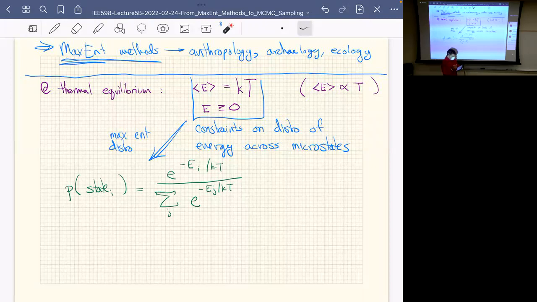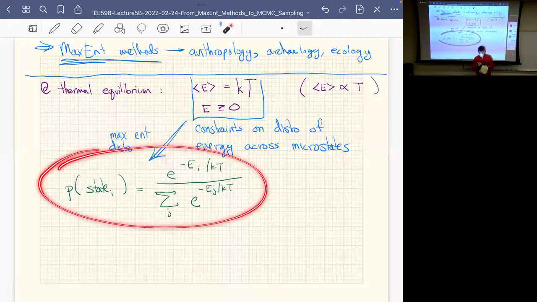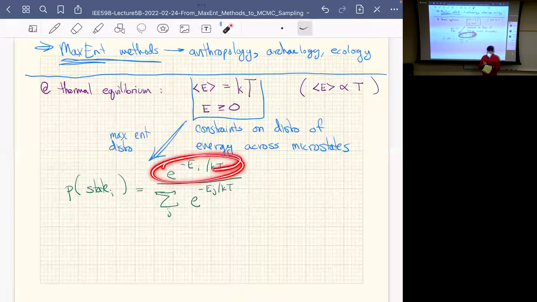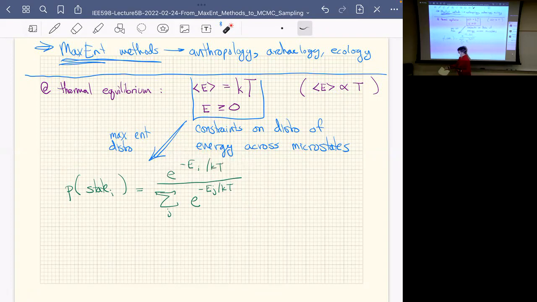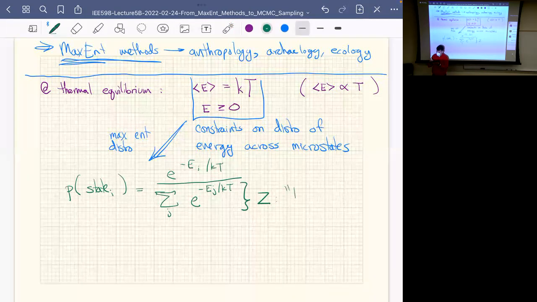And so this is telling me that given a microstate i, if I know the energy of that microstate, the probability that the system will be in that microstate will be this exponential distribution, where down here, this is just normalizing across all of the states. So this down here is often written as Z, and it's called the partition function.